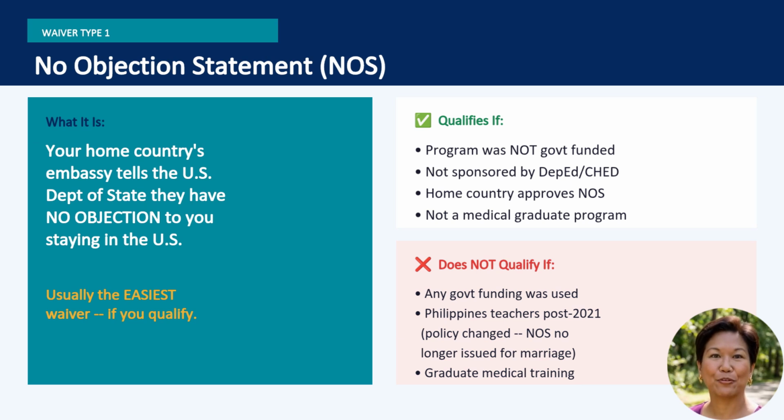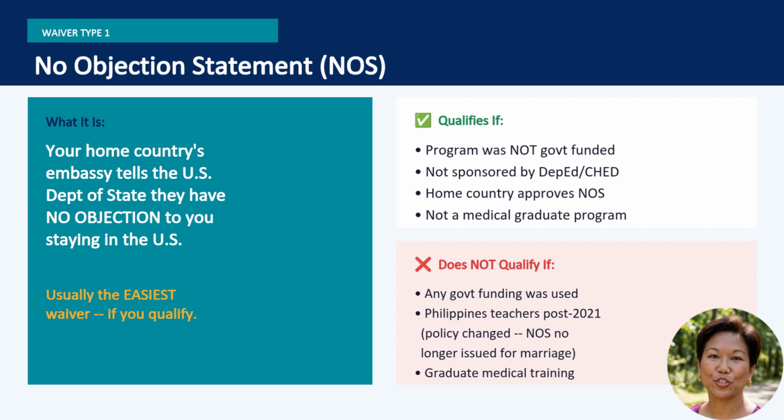There are 5 types of J-1 waivers. Let me give you a quick overview before we go into each one. Number 1, the no objection statement, or NOS. This is when your home country's government says they have no objection to you staying in the US. Number 2, the Interested Government Agency Waiver, or IGA. This is when a U.S. government agency like your school district requests the waiver on your behalf.